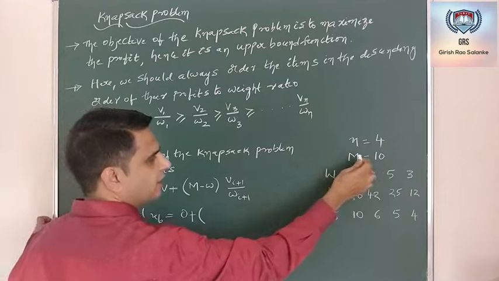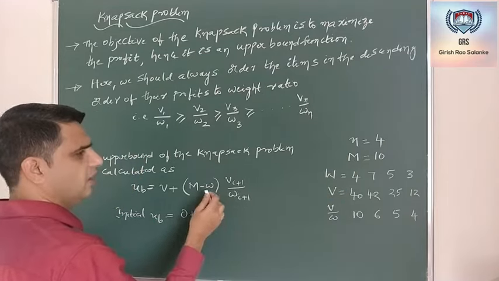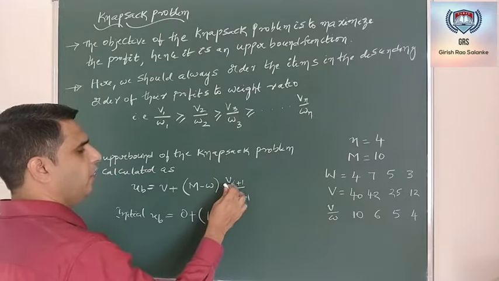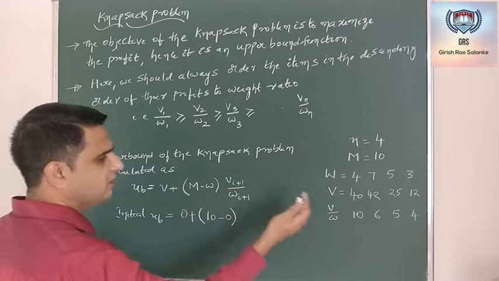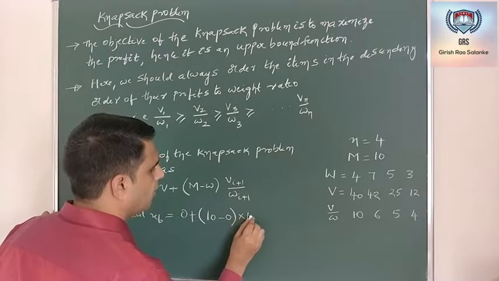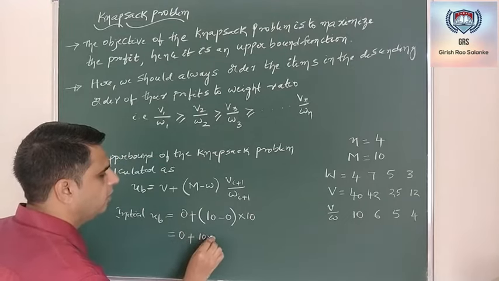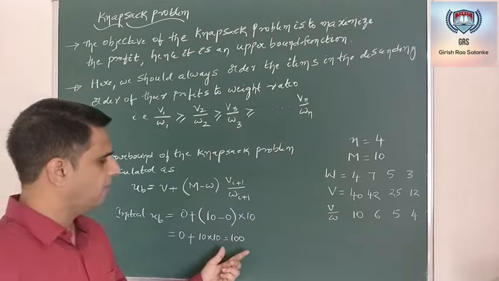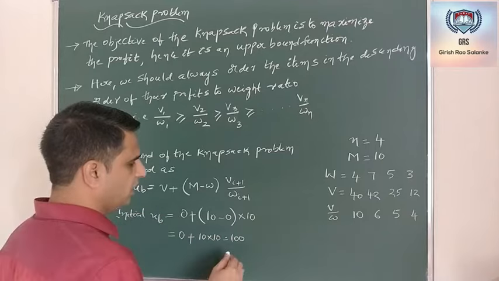M is the knapsack capacity, 10 minus W. W is 0, because I have not considered any object, multiplied by profit to weight of the next object. Weight of the next object in the sense it is the first object. It is 10. So how much is this? This is 0 plus 10 into 10. It is 100.